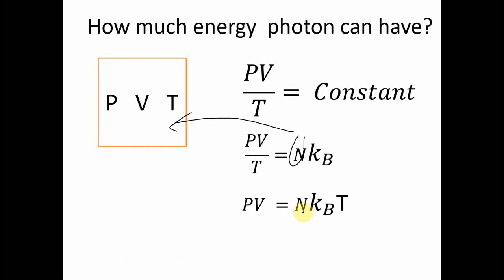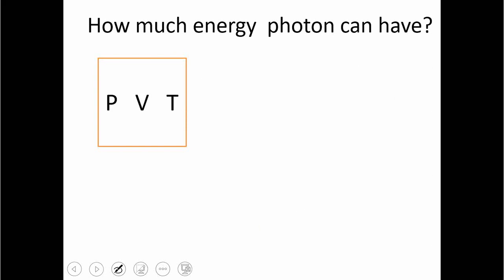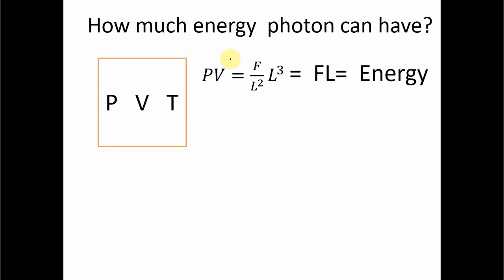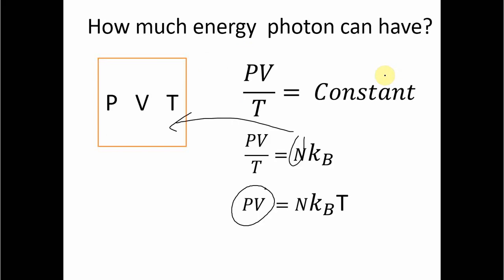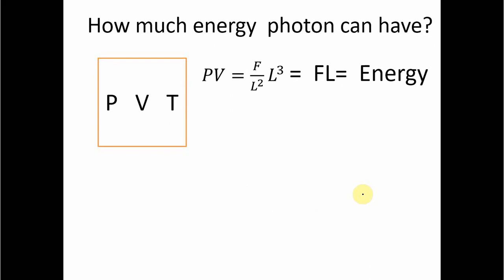Now let's try to understand this. What is this PV? This PV is actually energy. If you calculate it dimensionally and check the dimensions, you will see that this is energy. So it means that, roughly speaking, this kBT is the energy per atom. And similarly, we can say that in Planck's formula, this kBT was the energy of the photon. But how much should this energy be? The answer is that this energy should be the average of the energy available.